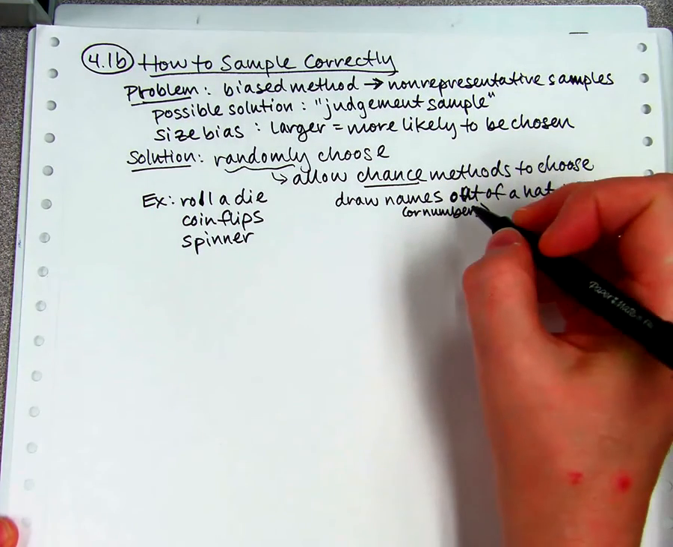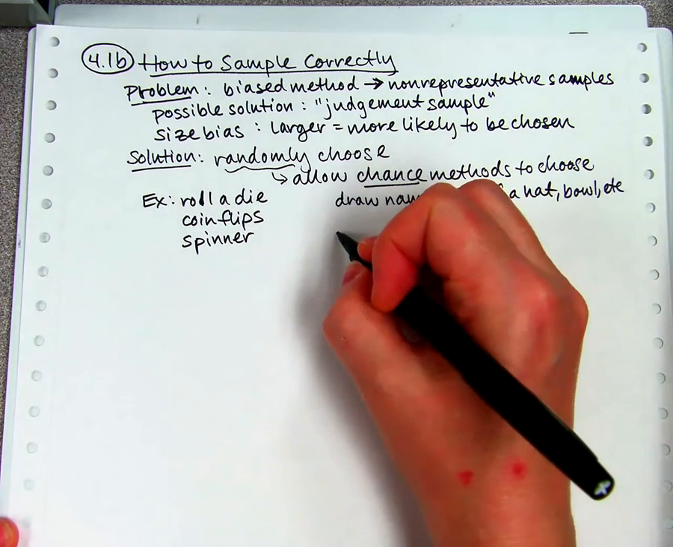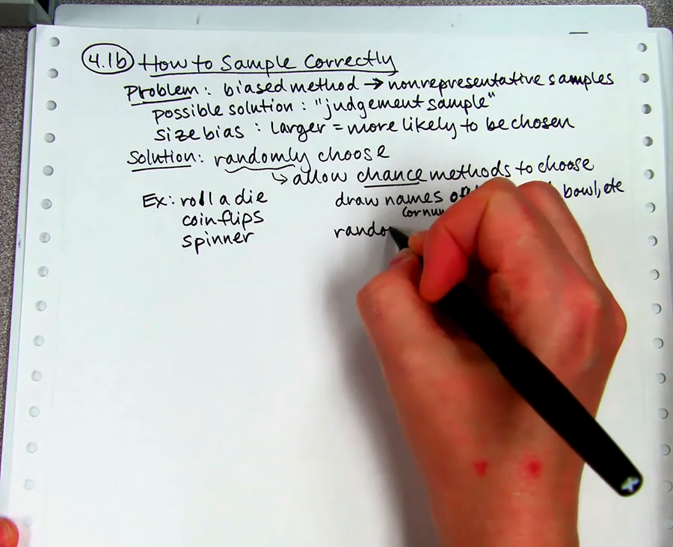Right? You could do some kind of technological way. There are things called random number generators, which we'll be talking about.